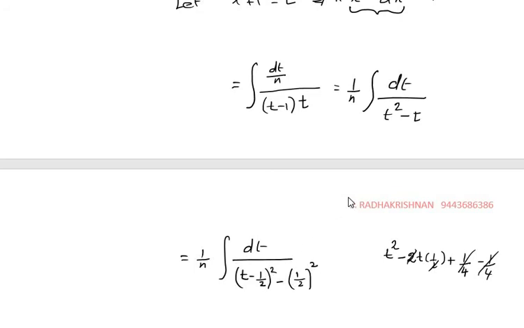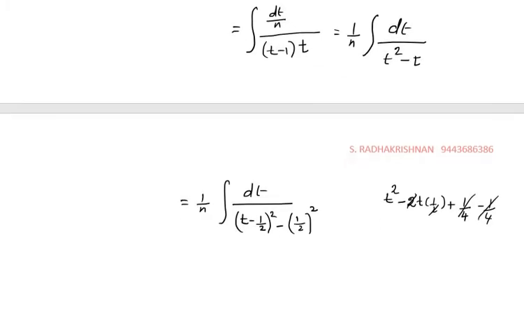Now, this is exactly in the form of x square minus a square. What is the formula for the integral of dx by x square minus a square? If I remember the formula, then I substitute and we get the answer. It is 1 by 2a log of x minus a by x plus a. This is the formula.